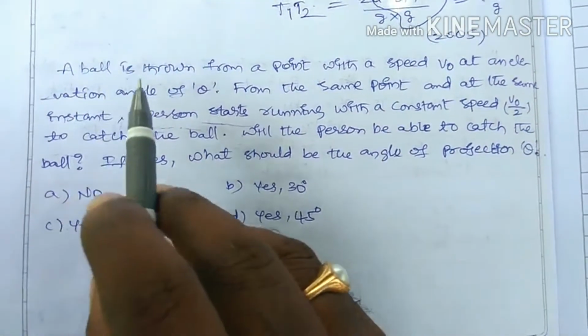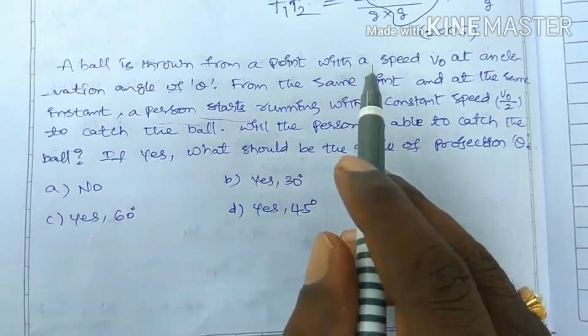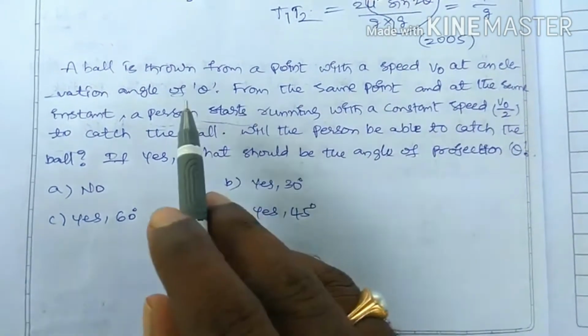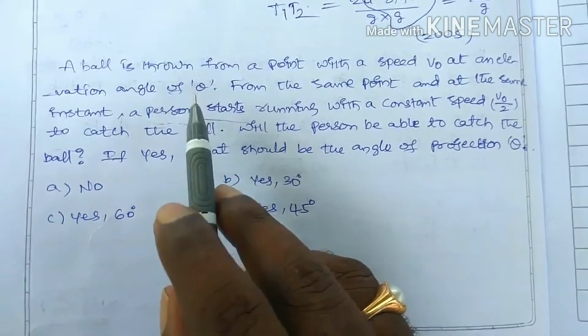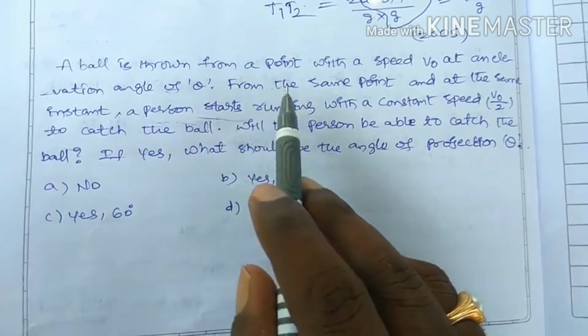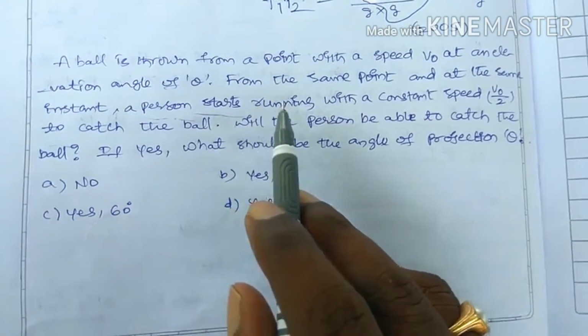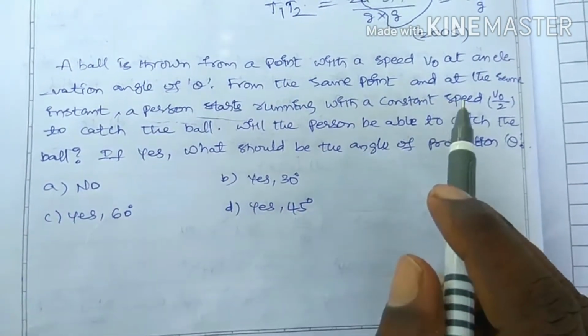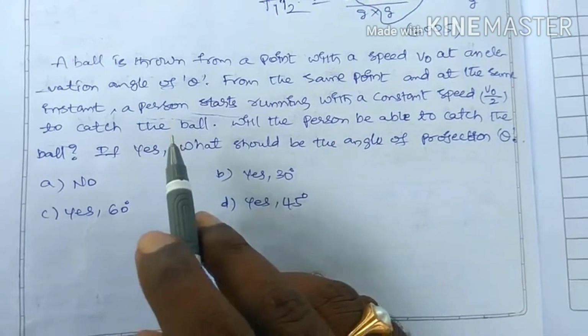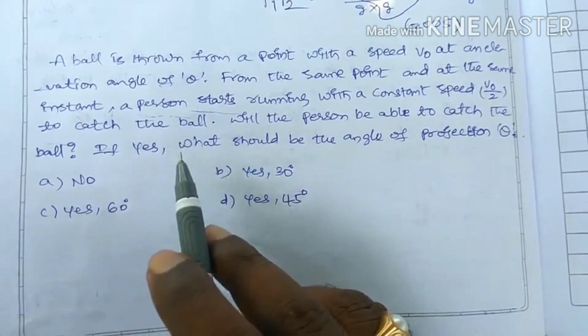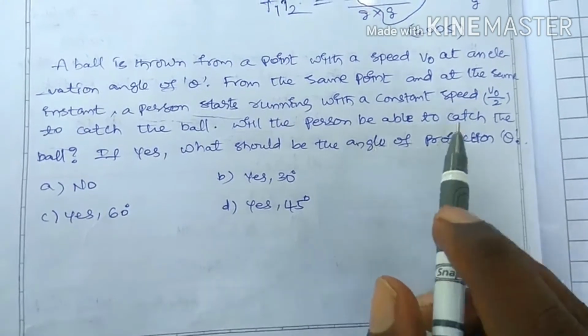Here the next question: a ball is thrown from a point with a speed v0 at an angle of elevation theta. From the same point and at the same instant a person starts running with a constant speed v0 by 2. Will the person be able to catch the ball? If yes, what should be the angle of projection theta?